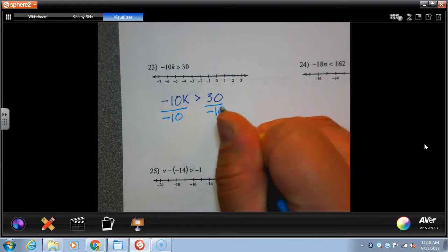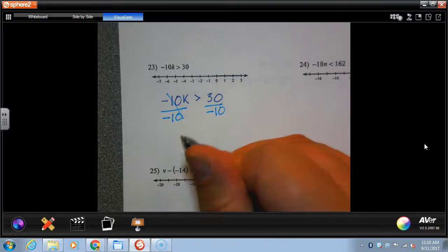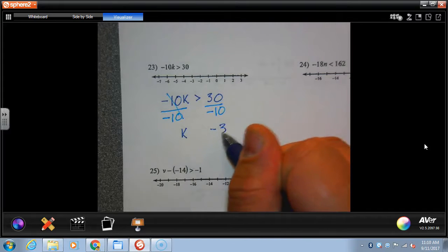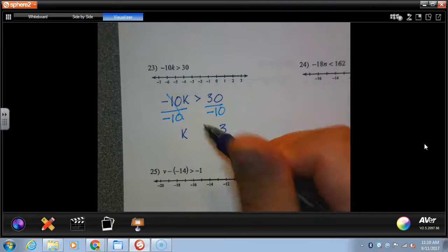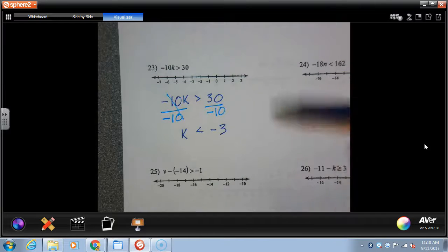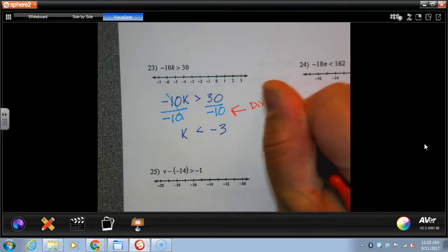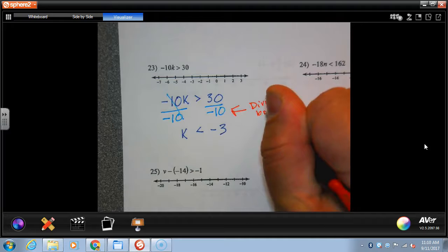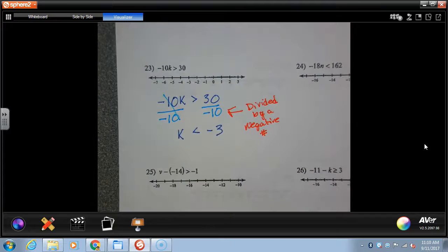Divide both sides by the coefficient negative 10. Cancel the 1. I get k and negative 3 on this side. What happens to my inequality sign? It switches, it flips, it reverses, however you want to say it, because I divided by a negative number. Yeah, really important.